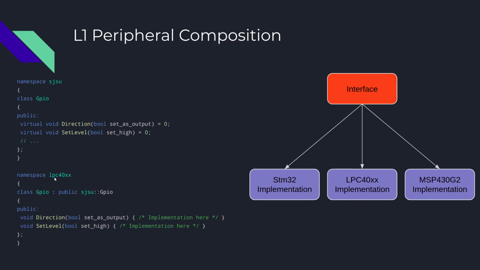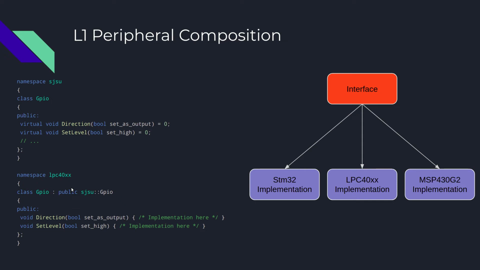You should also be able to set its level, either high or low. And here we have an implementation that's specific to the LPC40XX. It implements the SJSU GPIO, and it then creates its own version of direction and set level. One thing I'm missing here is that I should have override, but it was going a little too far out, so I omitted that. But for the most part, you can see that it's basically forced to implement these, otherwise you'll get a compiler error.